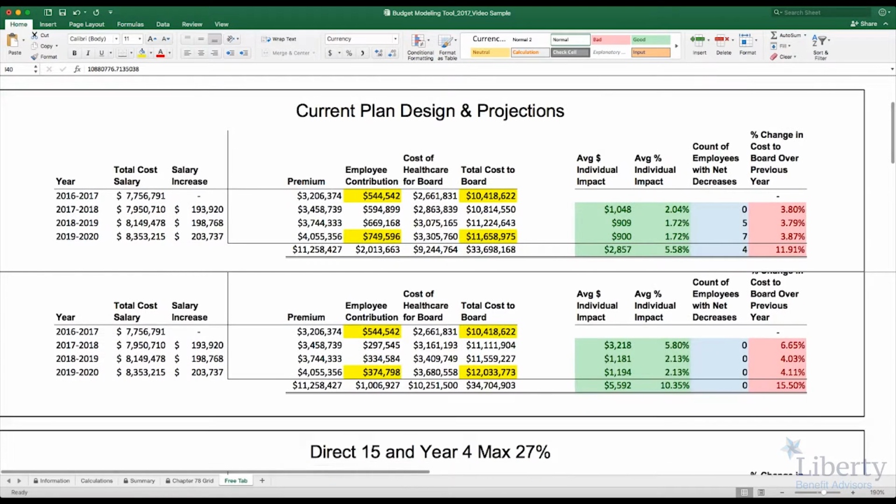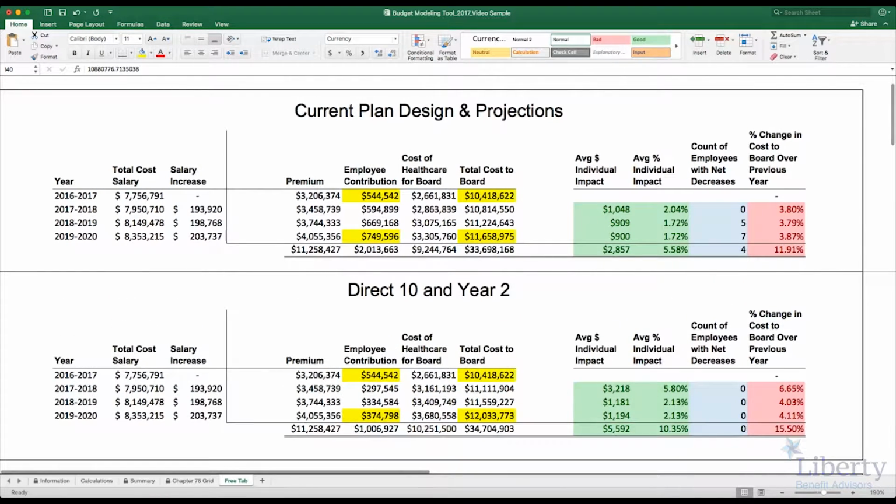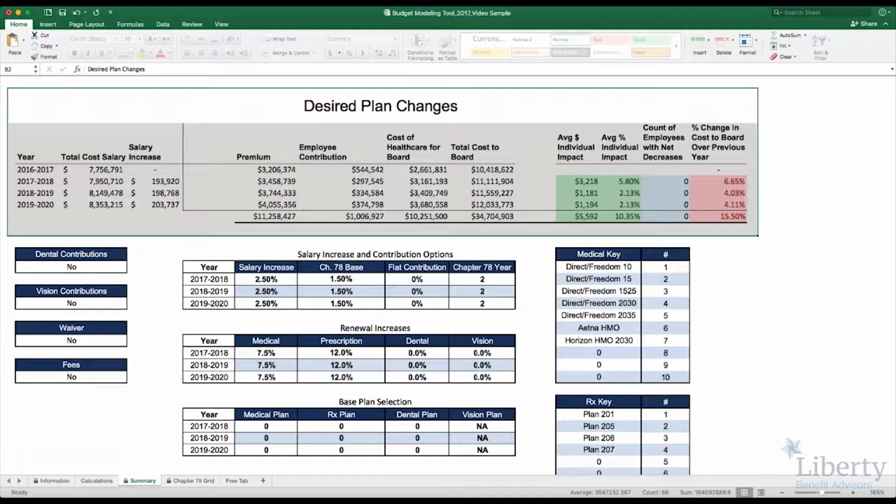So we can see in year 3, the board is paying over $12 million, whereas currently in year 3, the board is paying about $11.5 million. So this strategy isn't going to be one that meets our objective. So let's try another one.